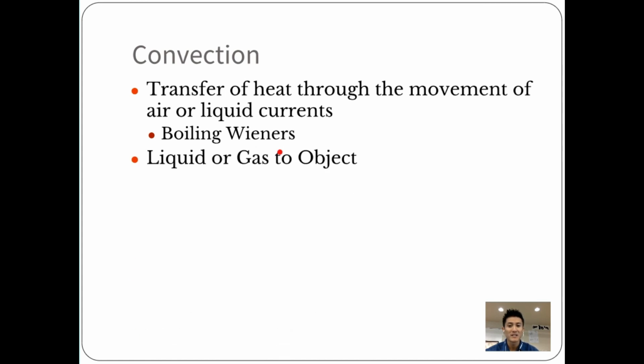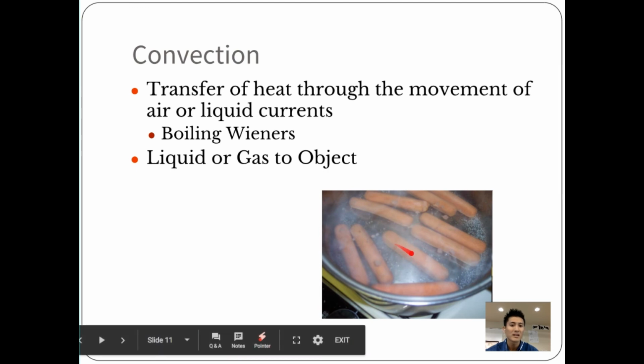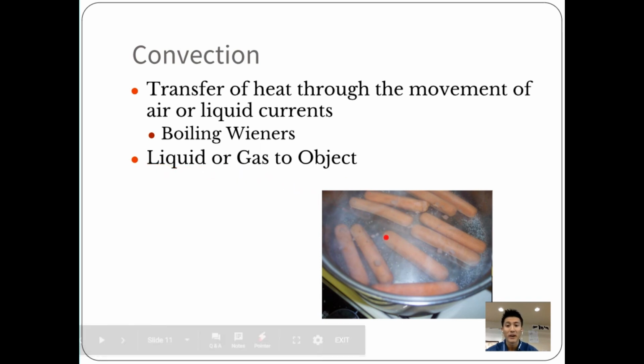Boiling wiener dogs, or hot dogs, is a good example of convection. The hot dogs could be physically in contact with the pan, but most of all, we're cooking them in the water. The water gets hot and it also heats up the hot dogs. And so the transfer of heat from the liquid or gas to the object is convection.